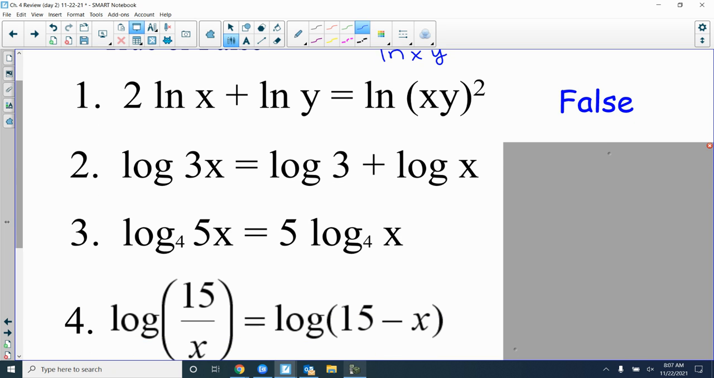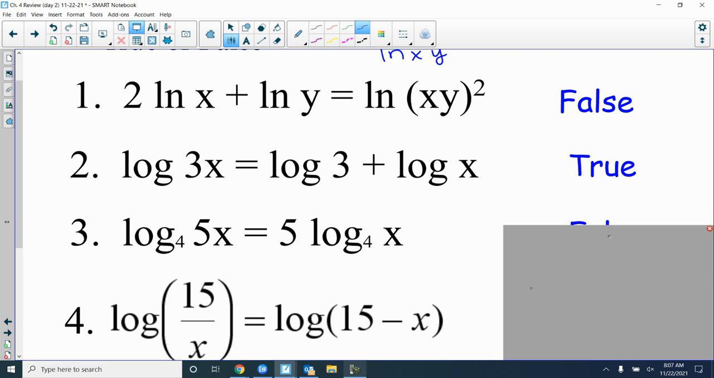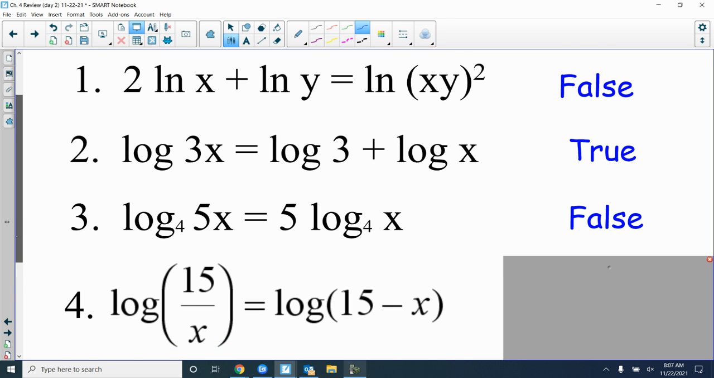All right. How about log of 3 to the x equals log of 3 plus log of x? Colton. I said true. Okay, good. That was true. That's just your product property. And all right, how about the third one? What do you think about that one? False. Okay, they're kind of mixing up that if it was a power, you can't put a 5 out in front. Okay, if it's a power, you can't. All right, so that's false.